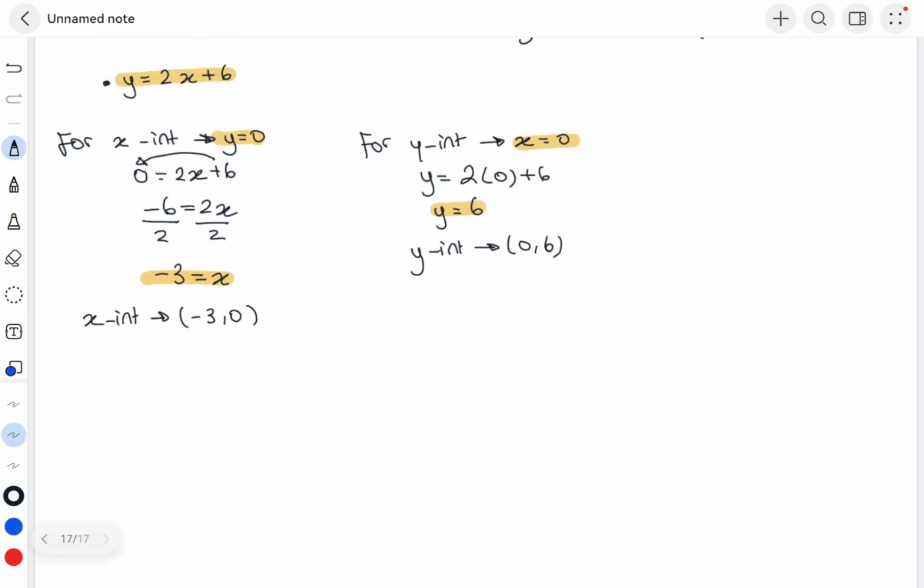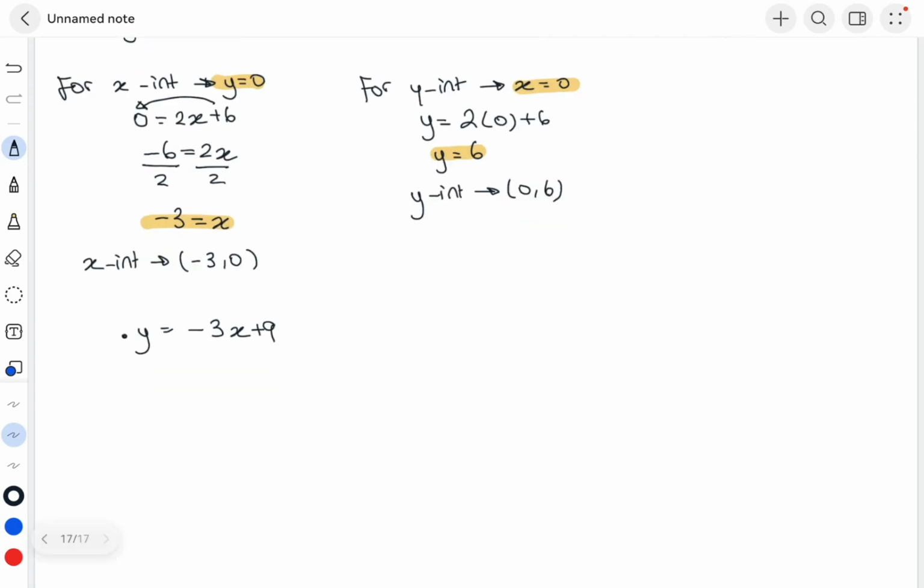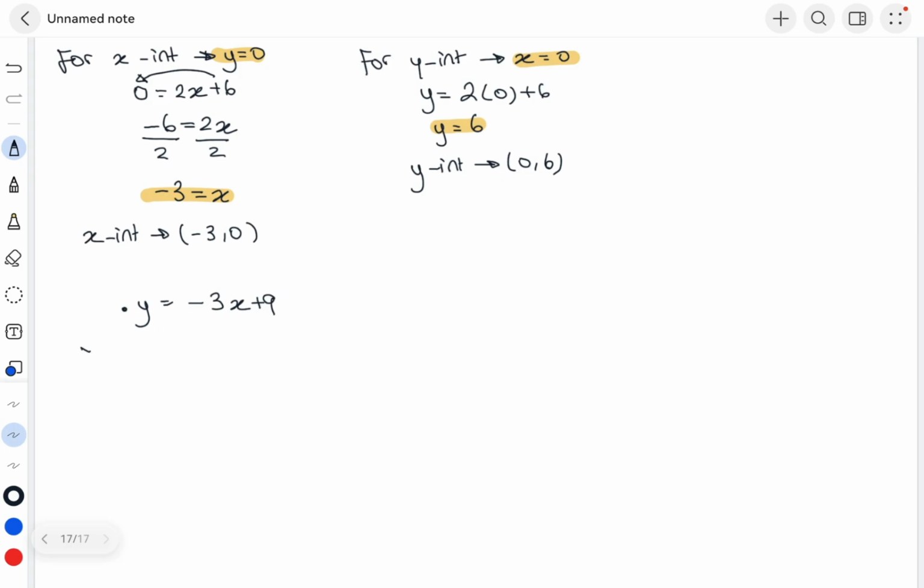Let's do another example. y is equal to -3x plus 9. It's always the same concept. So to find the x-intercept, we need to equate y equal to 0. We'll have 0 equal to -3x plus 9. We'll move the -3x here, which will make it positive. So we'll have 3x equal to 9. And now we need to keep the x by itself, so we need to divide by 3.